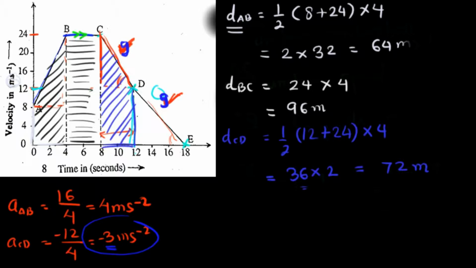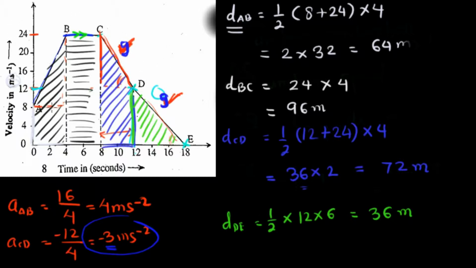the last part is DE. The distance covered in the area DE, since it's a very simple thing, is the area of a triangle. The height is 12, times the base, 18 minus 12, that is 6, and that comes out to be 36 meters. Alright, so till this time we haven't done anything yet.